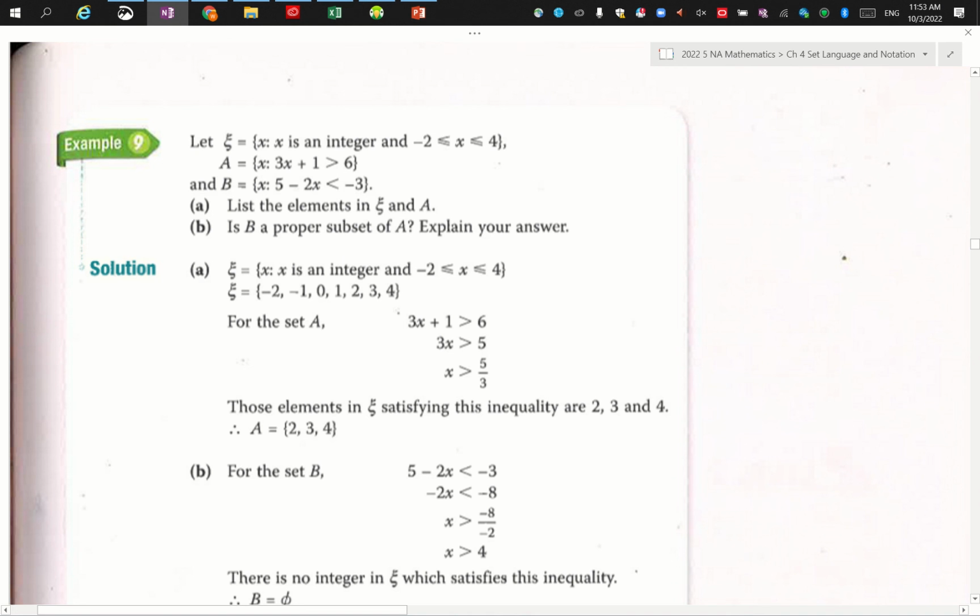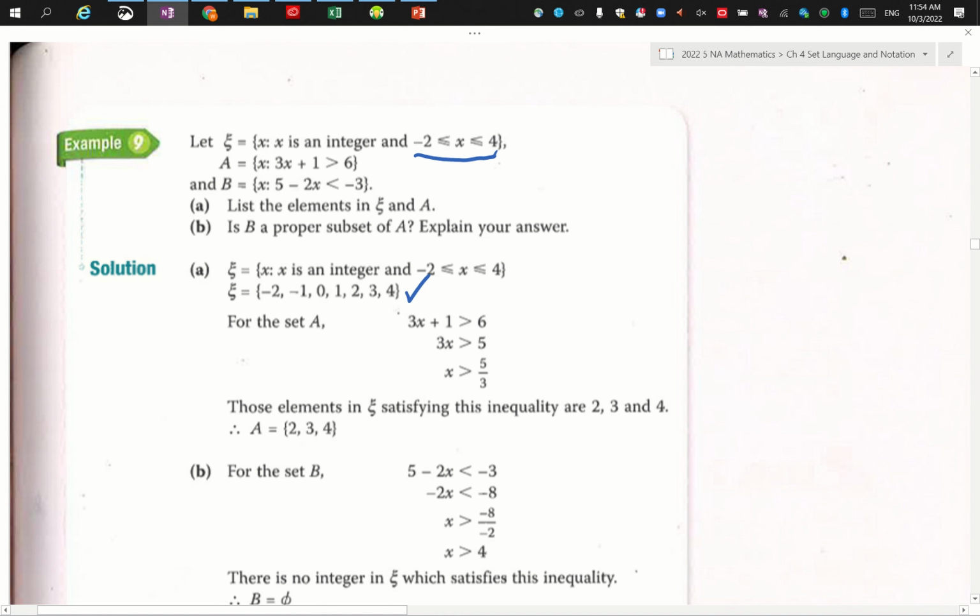Okay, so example number 9, we have the universal set. x is an integer, but there's a restriction. It is not just an integer. We've got x ranging from -2 to 4, inclusive. So we've got -2, -1, 0, 1, 2, 3, and 4. And then set A are values of x such that 3x + 1 is greater than 6. Set B is 5 - 2x is less than -3. So list the elements in set A. We've done the universal set already. The universal set is what I just said.